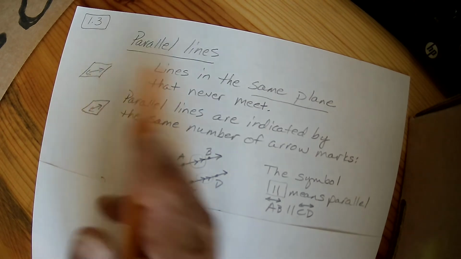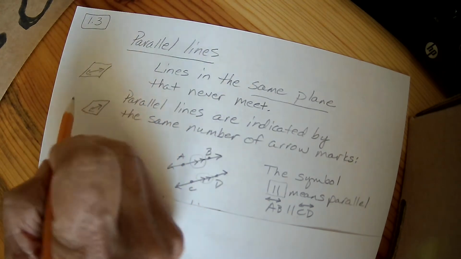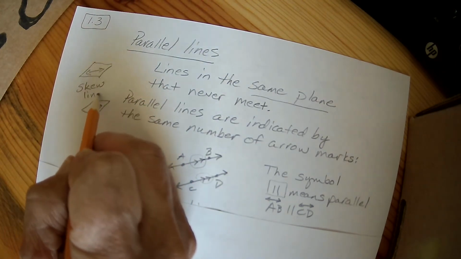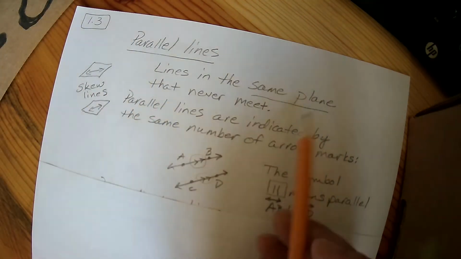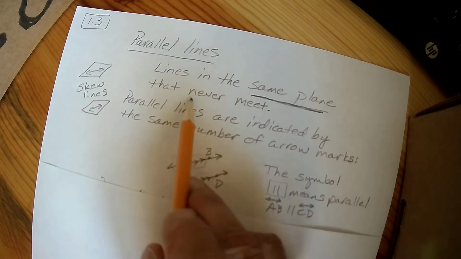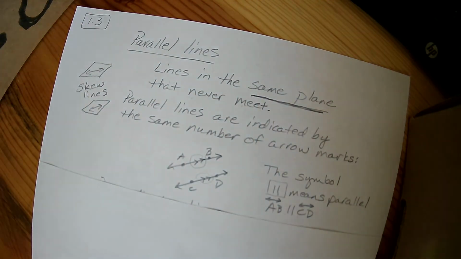But these two lines are not parallel. These are what we call skew lines. So be careful when you're defining parallel lines that it has to be lines in the same plane that never meet. Okay? Pretty important distinction there.